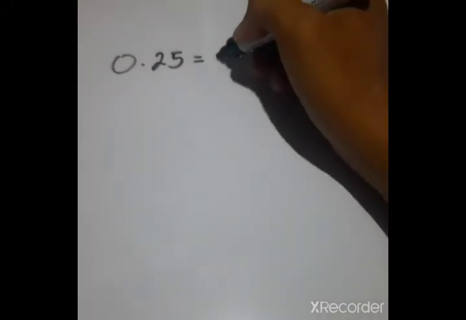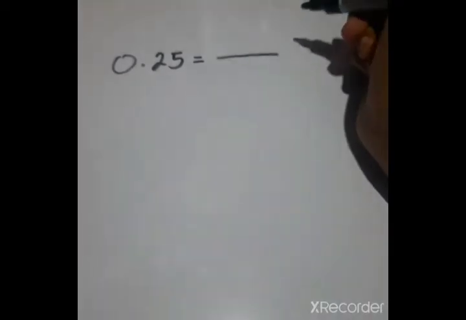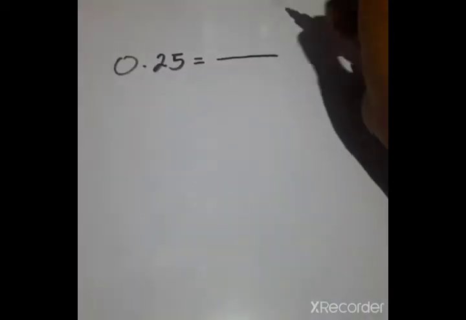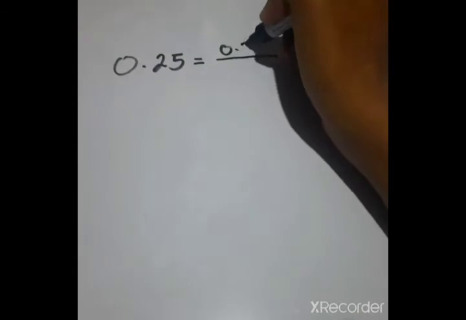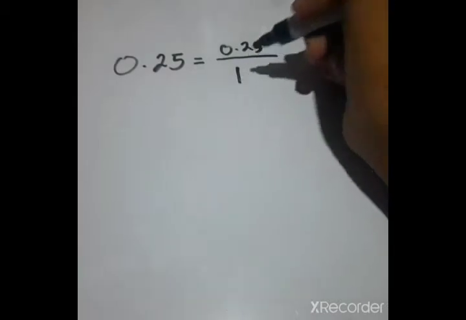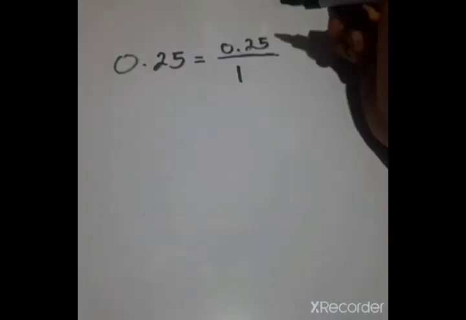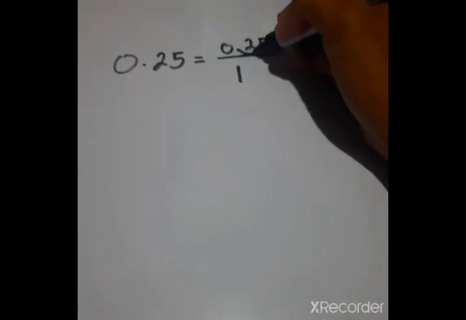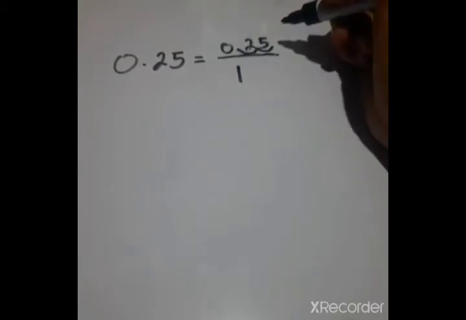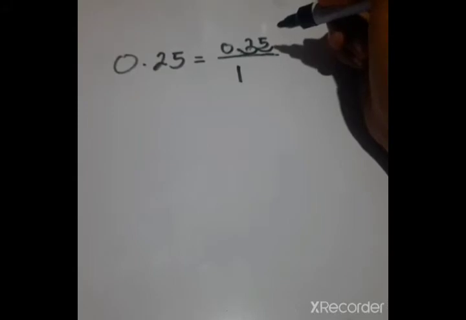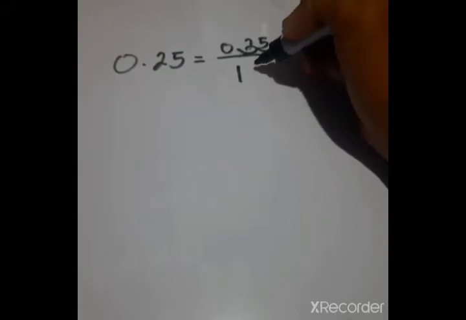So first draw a horizontal line, or what you call the fraction bar, and then write 0.25 as our numerator and write 1 as our denominator. Then we will make the 0.25 into a whole number by moving the decimal places going to the right. So 1, 2. So we move 2 decimal places, which means we will add 2 zeros on the denominator.